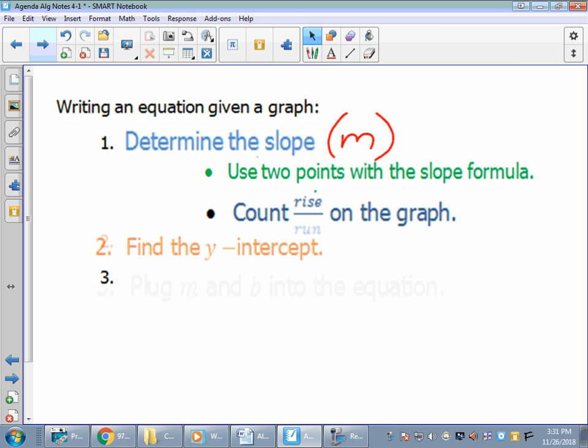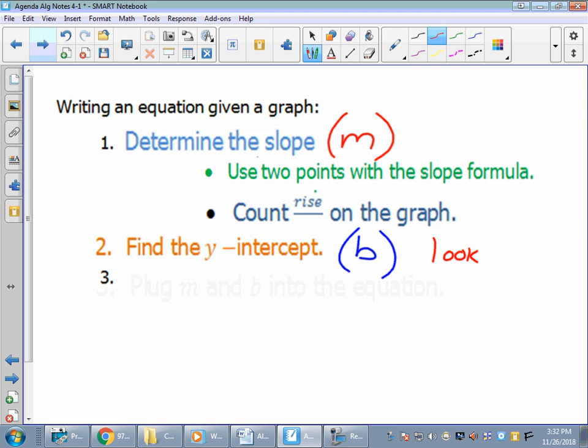The next thing we have to do is find the y-intercept. It's slope-intercept form. So slope, and now the second part would be the y-intercept. This is your b value. And the easiest way to do this one is to look on the y-axis. Because, remember, your y-intercept is where the graph crosses or touches the y-axis. So if you're given a graph, you can easily find the y-intercept by looking at where that line touches the y-axis.